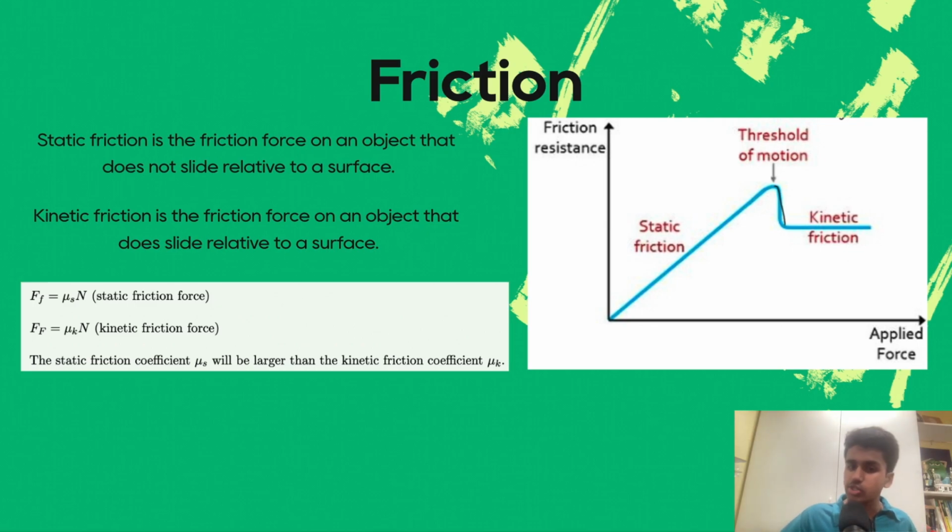Before the threshold of motion, there was static friction. But once that force equals the maximum value of static friction, now it slides relative to the surface. And after that, there you go. Kinetic friction is what will be applied to the box.